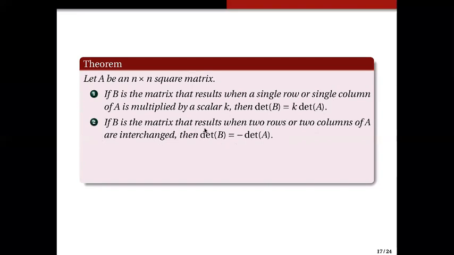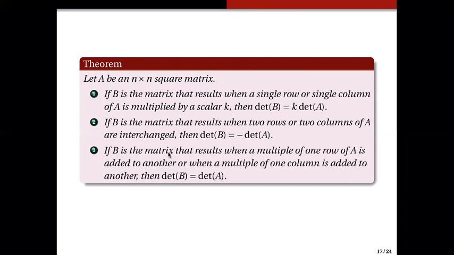If B is the matrix that results when two rows or two columns of A are interchanged, then the determinant of B equals the negative determinant of A. So if you interchange two rows or you interchange two columns, you will put a negative outside. Okay?